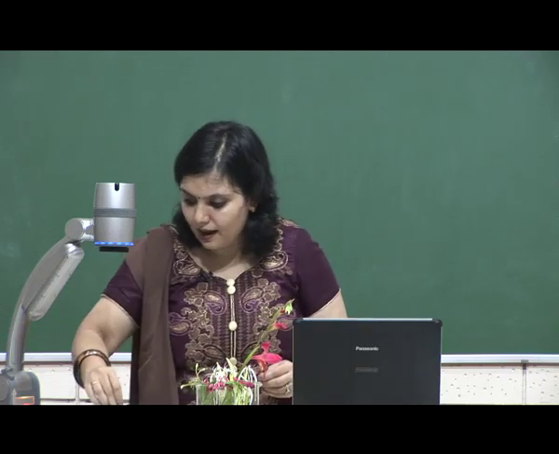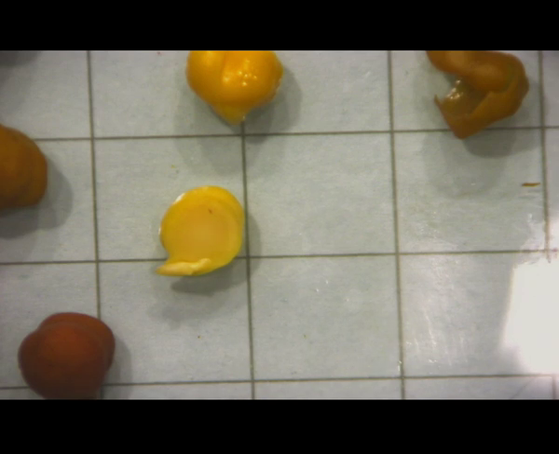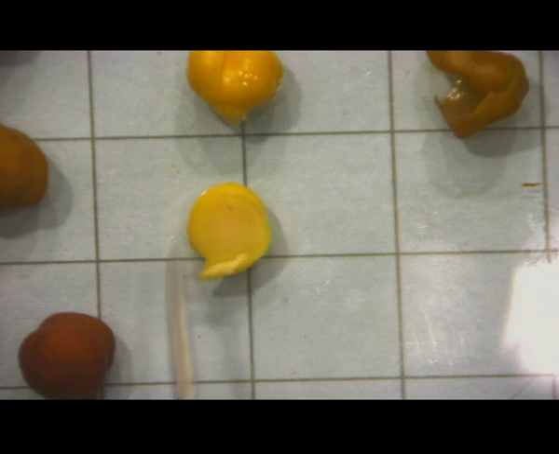Nice. So I have dissected this seed. Let me focus the structure for you. This is the dissected seed. Can you see the embryo here? Yes, and this is the radicle and this is the cotyledon which stores the food.